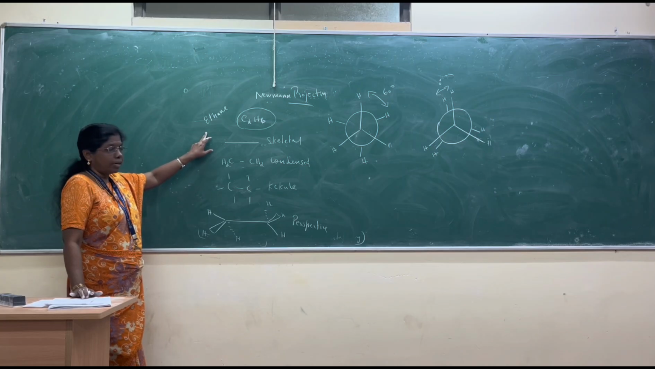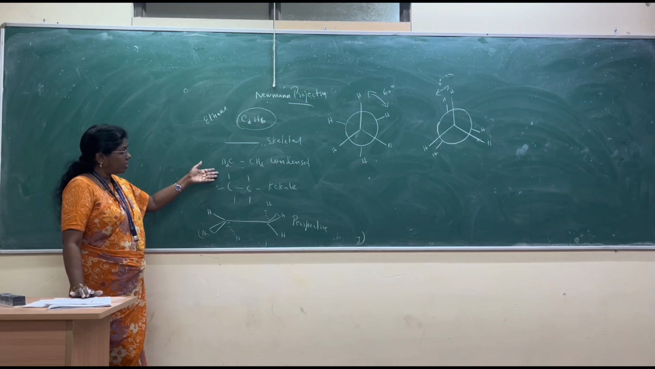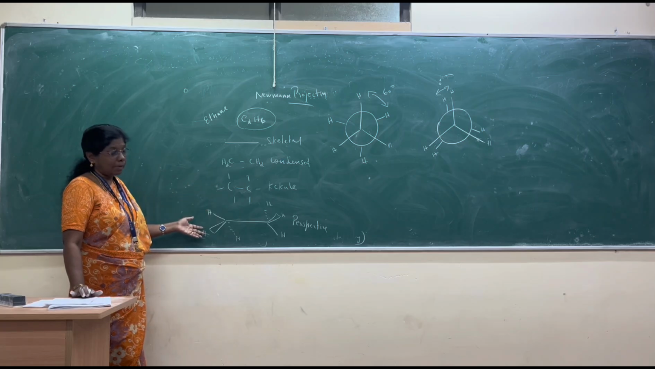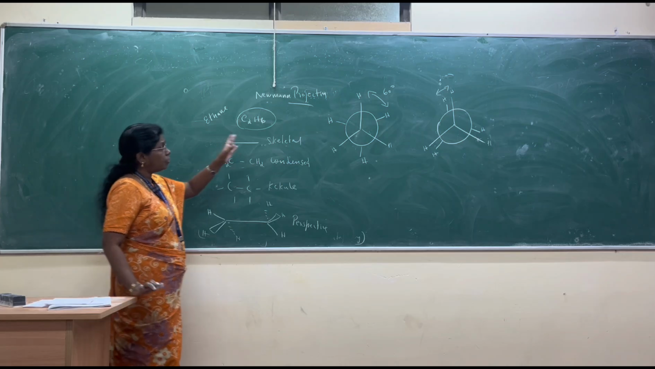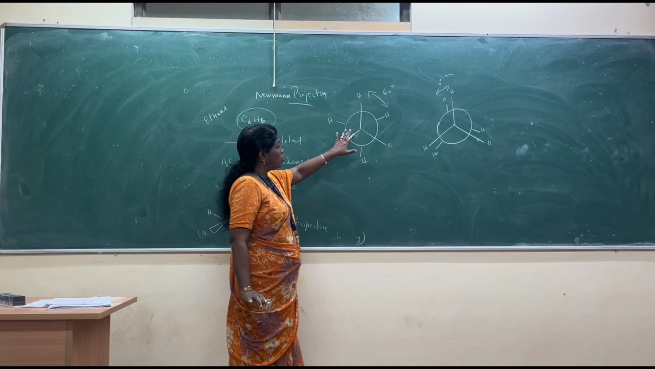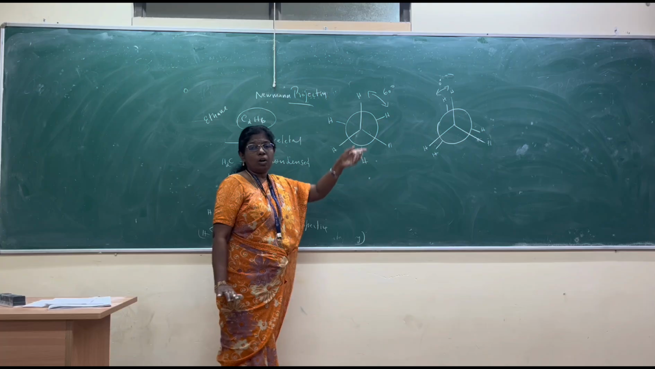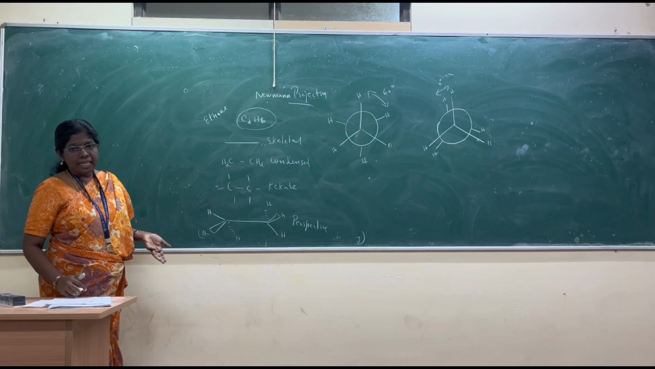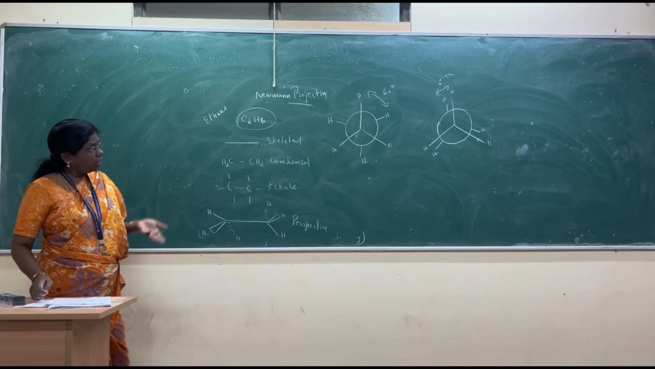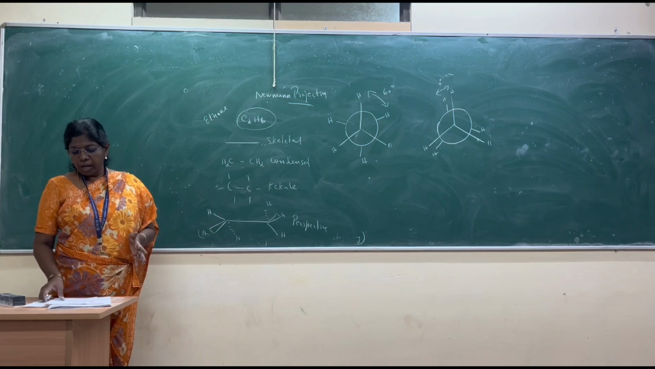So for example, for ethane, many structures are there: skeletal structure, condensed structure, Kekulé structure, perspective structure, but none of them explains the dihedral angle. But if you go for the Newman projection, the same ethane is represented in the Newman projection. So it is an easy, rapid way to determine the dihedral angle. That is the representation of three-dimensional structure in planar form.